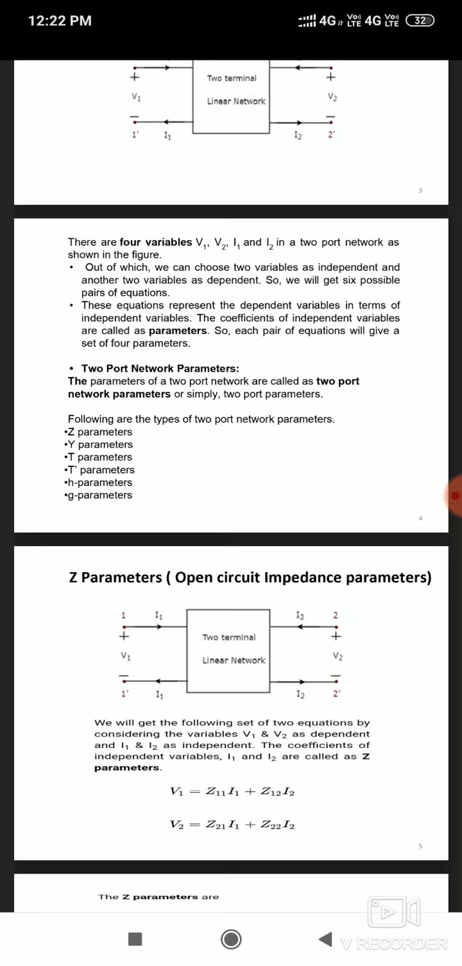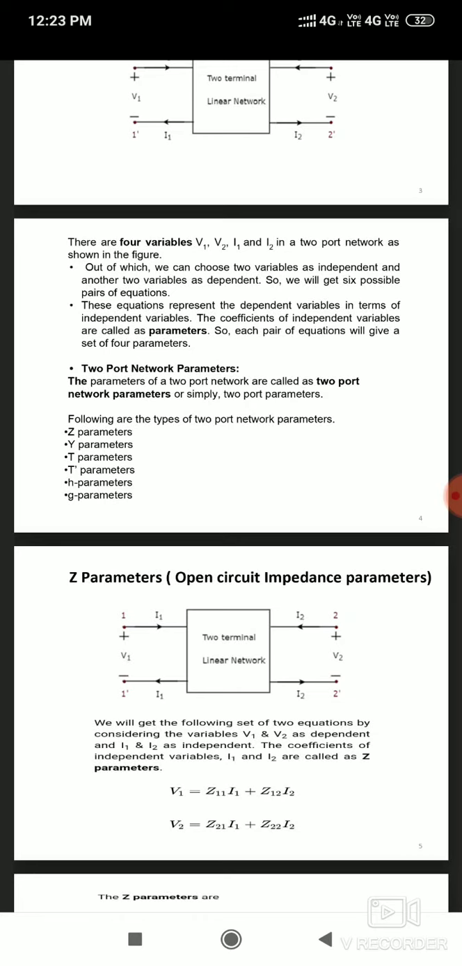We understood what variables there are: v1, v2, i1, i2. These are called the two port network variables. If we consider any two variables as dependent and independent, we get a total of six combinations. Those six combinations are nothing but six parameters. So don't confuse variables and parameters. Variables are v1, v2, i1, i2, and parameters are Z, Y, A, B, C, D, and H parameters. This is the difference between variables and parameters.